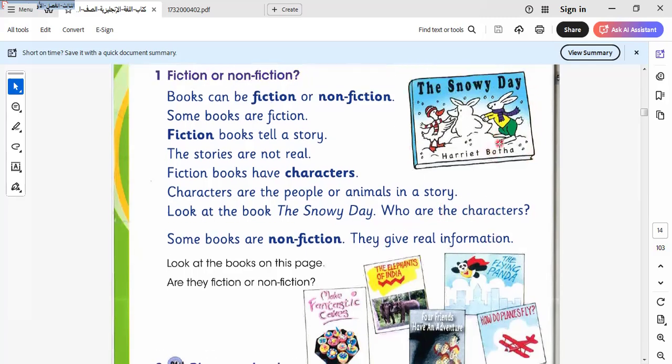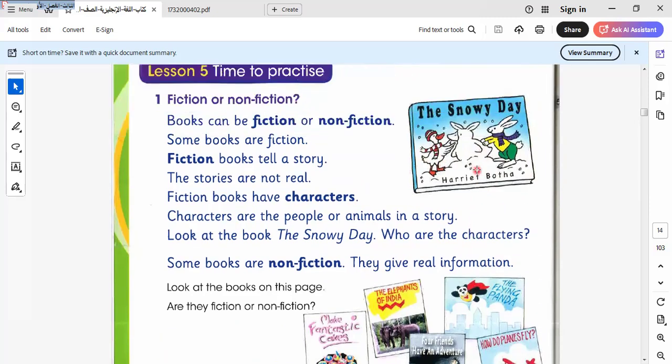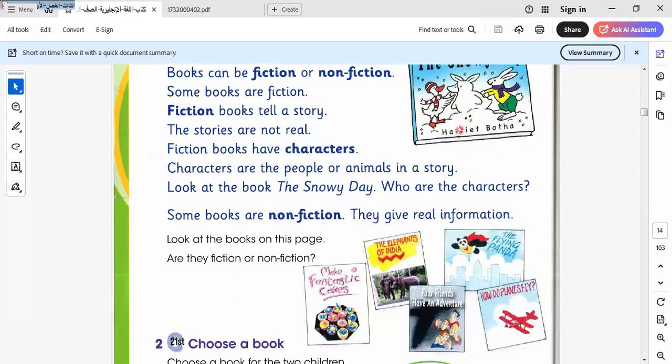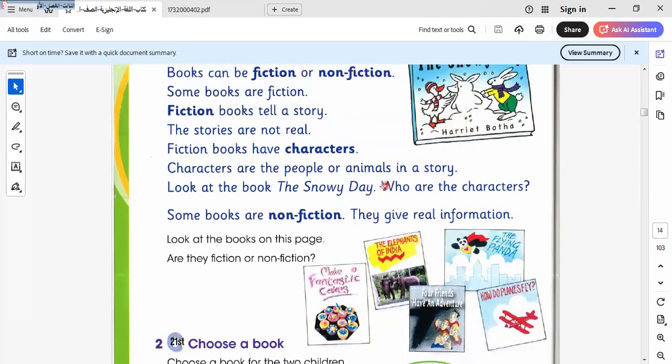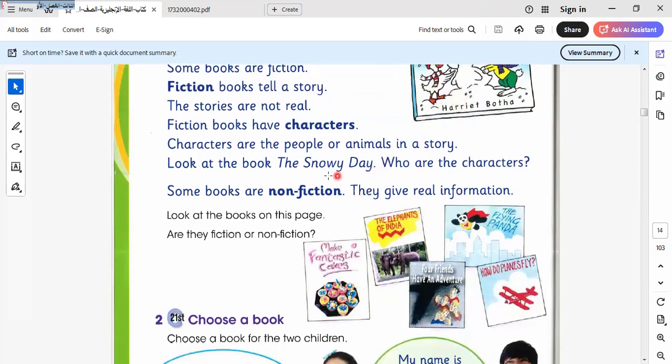So here I think this is the penguin. This is the polar bear and the rabbit. I think so. I don't see it clearly, but I imagine that it is okay. I guess these are the characters of this book, The Snowy Day. Who are the characters?